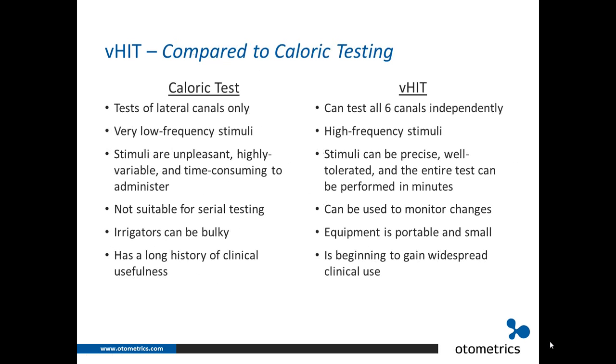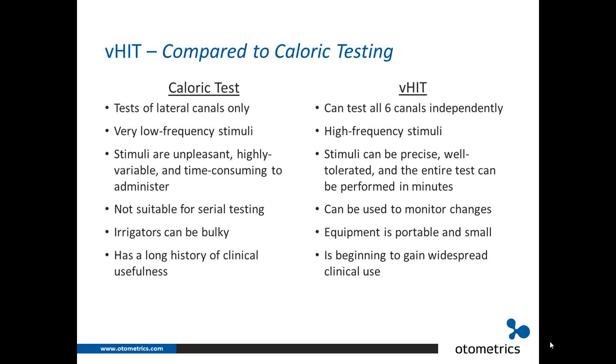The caloric test has been the primary method for identifying peripheral vestibular lesions for many decades, so it is important to understand how VHIT compares to the caloric test. First, both tests can identify site of lesion, but the caloric test is limited to evaluating the lateral canals and their neural pathways, whereas VHIT can provide information about all 6 canals and their neural pathways independently.